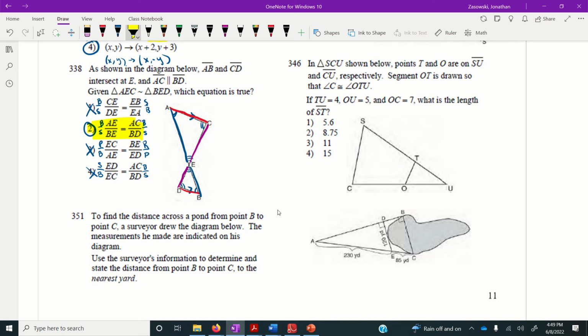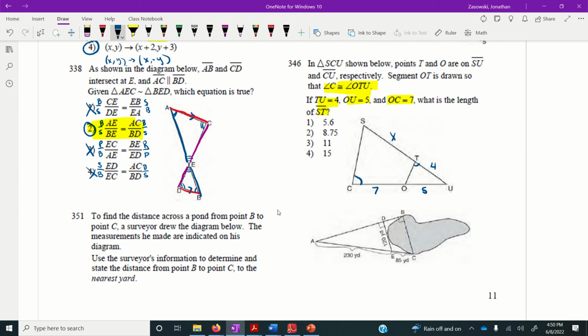So we got T and O are S and U and CU respectively. OT is drawn, so angle C and angle OTU are congruent. So let's go mark it. Okay, C and OTU, where T is. Those are equal. Okay, TU is 4, OU is 5, OC is 7. What is ST? So we can call ST X here, okay?